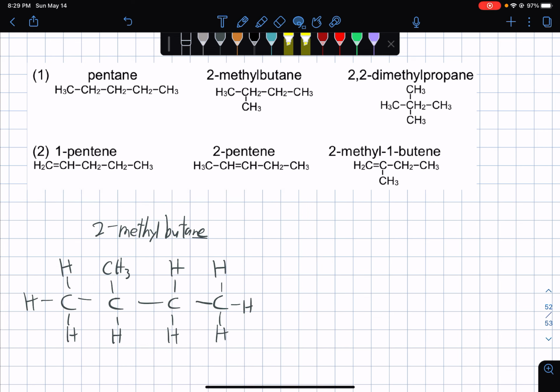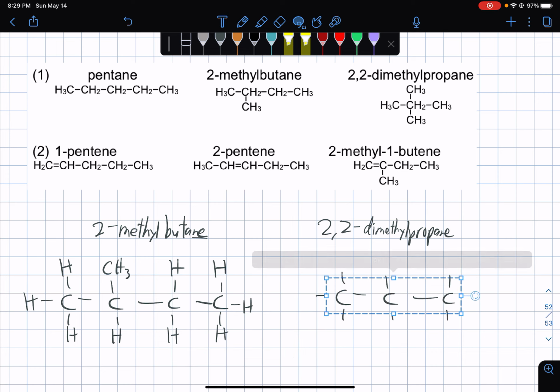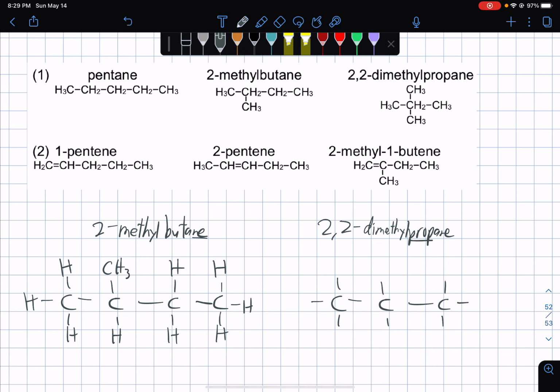How about 2,2-dimethylpropane? So let's borrow this part so we can write faster. Basically, propane is single bonds with 3 carbon atoms. In the middle, the second carbon, we have 2 methyls. So CH3 below, CH3 above. I just said it was the other way around. Anyways, H. That's it.